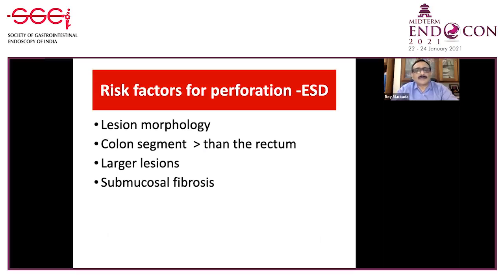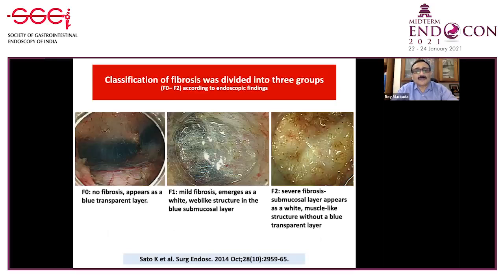So coming to perforation, the risk factors for perforation in ESD are the lesion morphology, the colon segment, more than the rectum, it's the colon, the upper part, which is going to create problems. Then the larger lesions, and submucosal fibrosis. So it's very important. When you don't have fibrosis, it looks very clean.